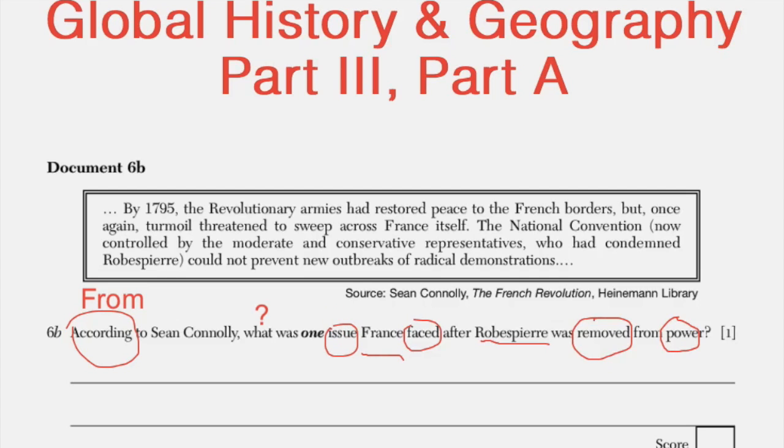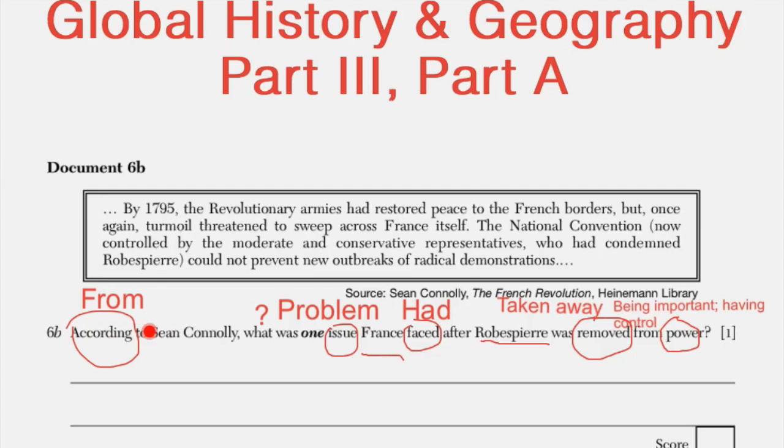Next, issue. Another word for issue is problem. The next word is faced. For this question, another word for faced is had. Our next word is removed. A translation or another way of saying removed is taken away. And lastly, power. And for power, I wrote being important or having control.